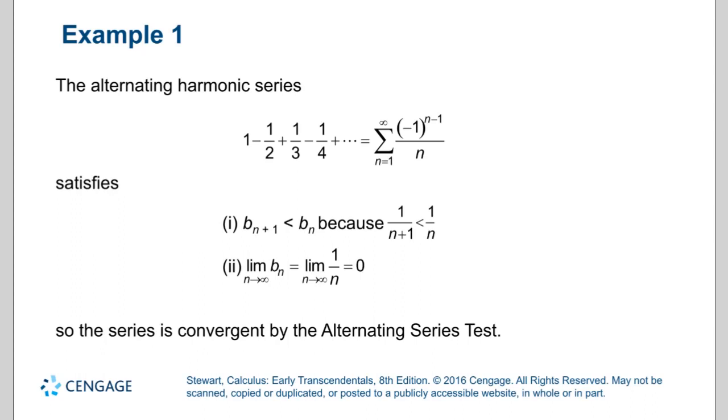So let's look at the alternating series test and see if this series is convergent or divergent. It's got to satisfy both criteria. The first criterion states that the series is decreasing. In this case, it is. 1 over n plus 1 is definitely less than 1 over n. The second criterion is that the limit has to equal 0. And as n goes to infinity, 1 over n goes to 0. Since it satisfies both those criteria, the alternating harmonic series is convergent.